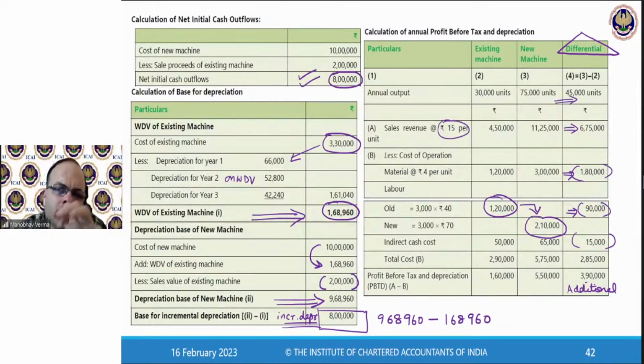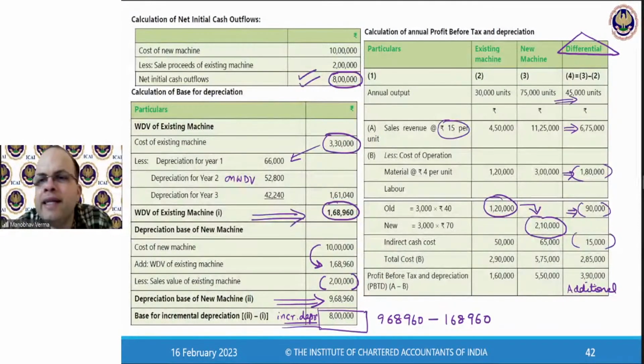My additional cost is material 180, labor 90, and indirect cash cost 15,000. So the total is 285. 675 minus 285 is 390. Now, if it is a profit before tax and depreciation, what should we do, guys, next?